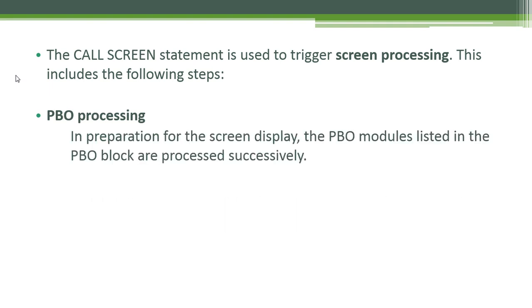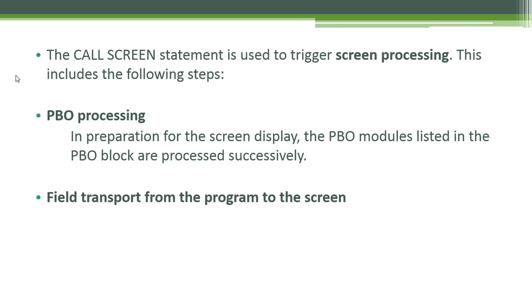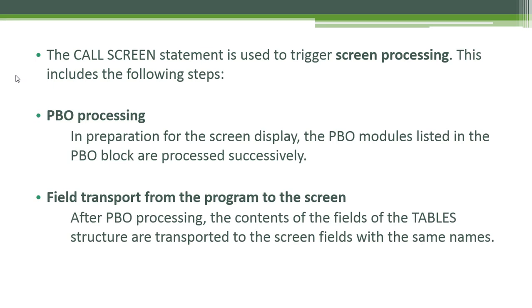The call screen statement is used to trigger screen processing. This includes the following steps. PBO processing. In preparation for the screen display, the PBO modules listed in the PBO block are processed successively. Field transport from the program to the screen. After PBO processing, the contents of the fields of the tables structure are transported to the screen fields with the same names.